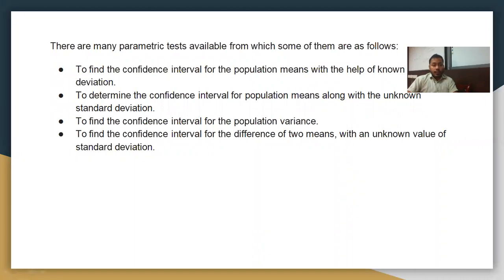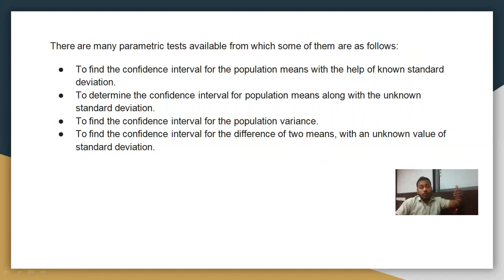Now, this parametric test is available for some sorts of tasks, like to find the confidence interval of the population mean with the help of known standard deviation, right? What is standard deviation? Standard deviation is being treated as the parameter to determine the confidence interval for the population mean, along with an unknown standard deviation, to find the confidence interval for the population variance, to find the confidence interval for the difference of two means with an unknown value of standard deviation.